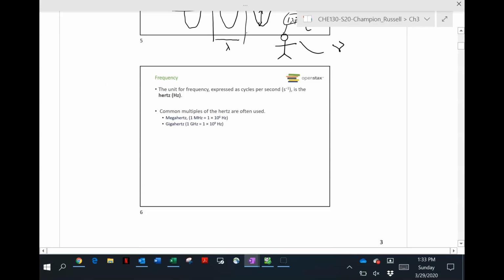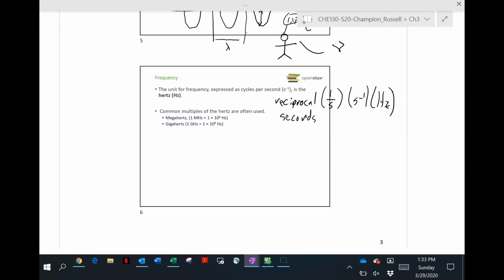So frequency, again, generally what we do is simply say seconds, reciprocal seconds. Reciprocal, of course, means 1 over something. So 1 over s is s to the minus 1. That's also known as the hertz, as they say here. We will see megahertz and gigahertz, where you multiply that by 10 to the 6 in the case of megahertz, and 10 to the 9th in terms of gigahertz.